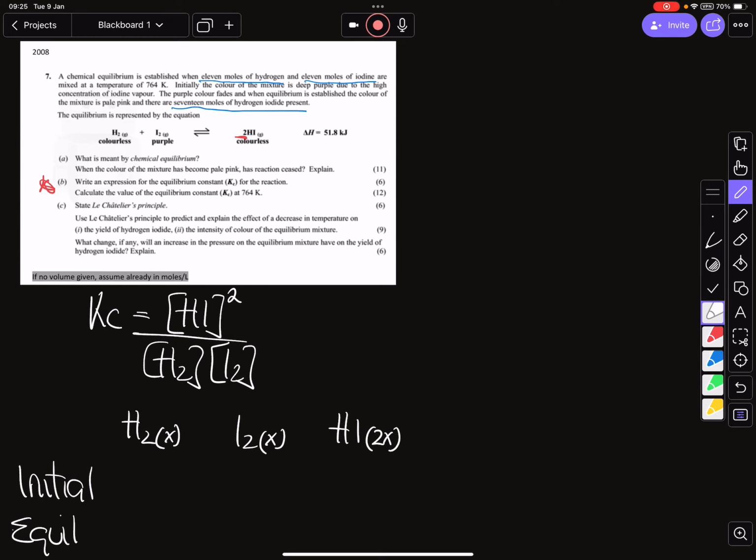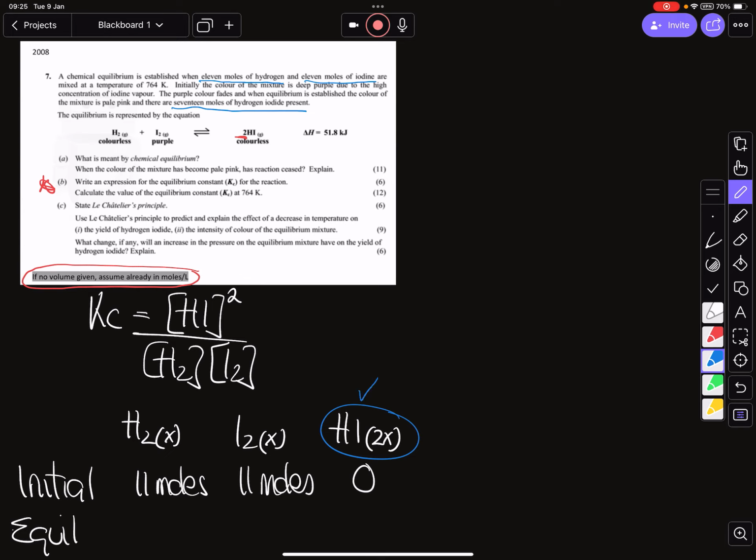There is no mention in this question of litres, and if no volume is given, then we already assume that it's good to go. So I'm going to put in 11 moles here, and 11 moles here. And at this stage, we always assume that the products are 0 because the hydrogen and iodine haven't been added together. Please be aware that there have been questions where they actually gave you an initial concentration of a product. You just work it the exact same way.